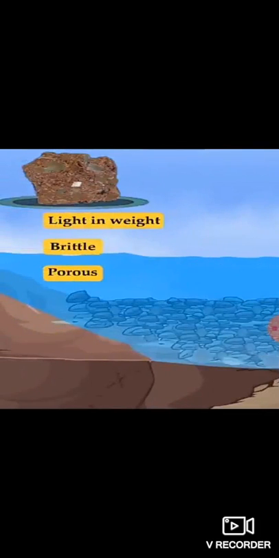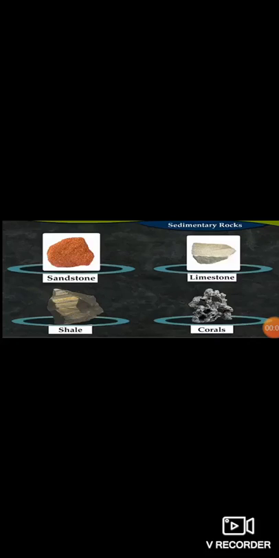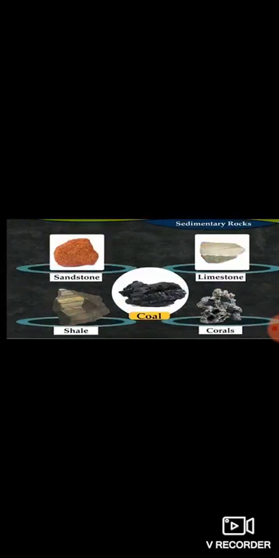And also when these layers are being formed, remains of dead plants or animals get buried in these layers, and therefore one can find many fossils in sedimentary rock. Okay, now how are these rocks? These rocks are light in weight and also they are brittle. Brittle means they break easily, and they are porous, meaning there are small pores on them. Okay, so now we'll see some examples of sedimentary rock. They are sandstone, limestone, shells, corals, etc. Also, coal seams can be found in sedimentary rock.